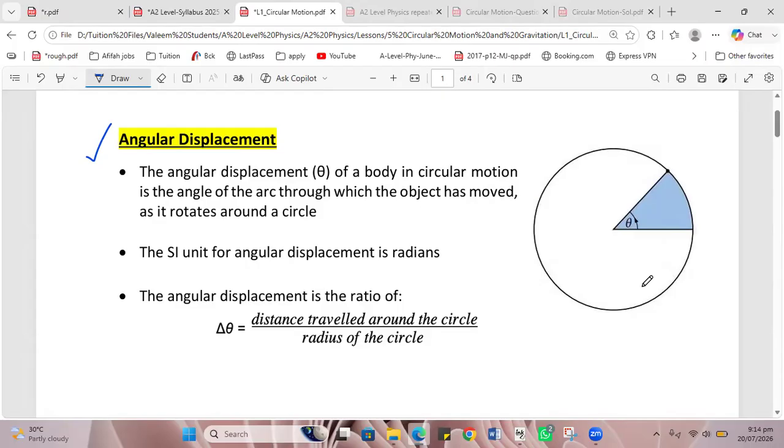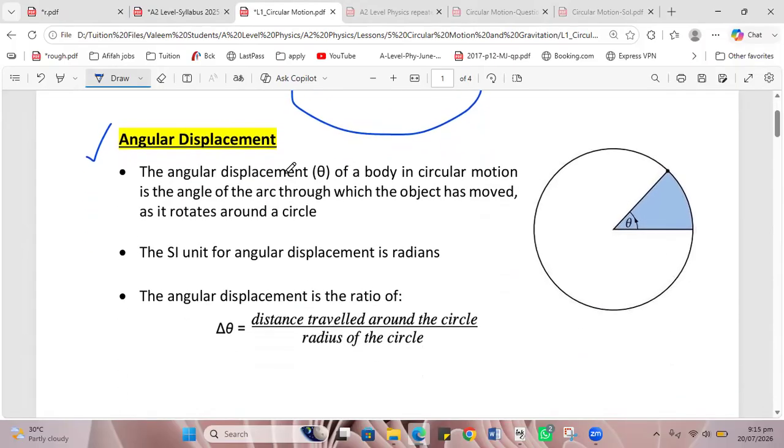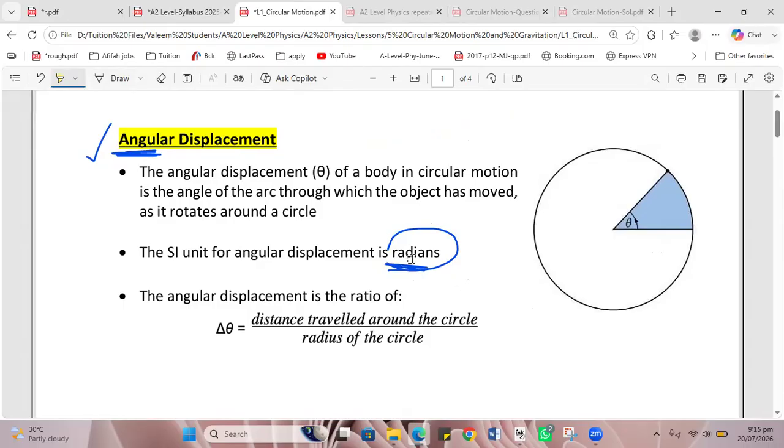What does linear mean? Linear means straight line motion. So just like in AS, when we were doing straight line motion kinematics, we used to have simple displacement, speed, acceleration. Similarly, in circular motion, displacement is called angular displacement. It is going to be an angle. The unit for angular displacement is radians. Degrees is also a unit, but the SI unit is radians. Okay, if maths is your subject, you might already be familiar with radians.